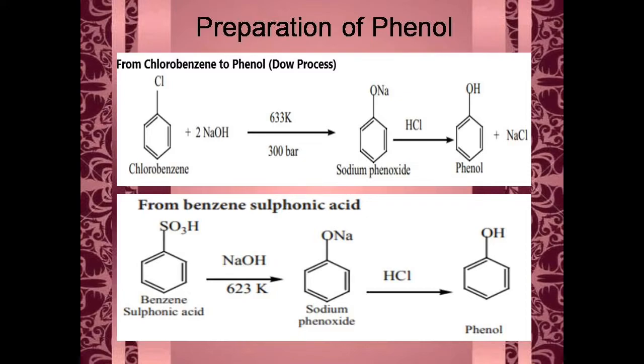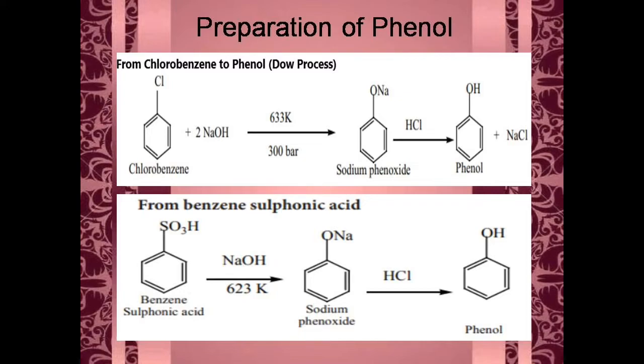First preparation, the Dow process. It is from chlorobenzene. When chlorobenzene is reacted with sodium hydroxide, the sodium hydroxide is split into NaO and H. That H reacts with the Cl of chlorobenzene, so that we get sodium phenoxide when they are reacted under 633 Kelvin and 300 bar.